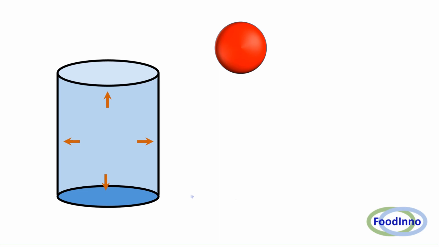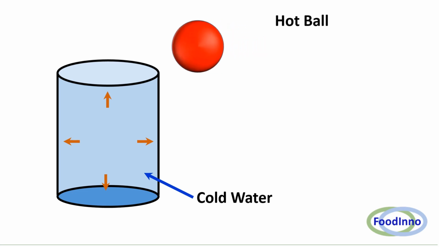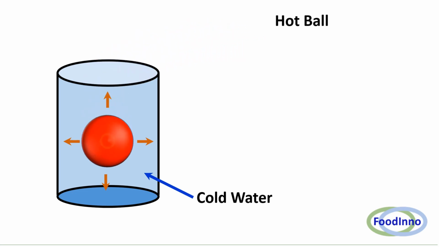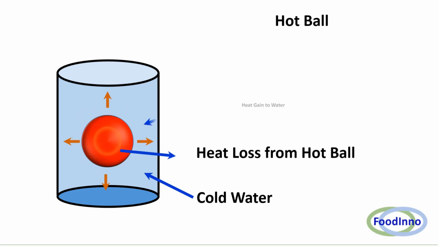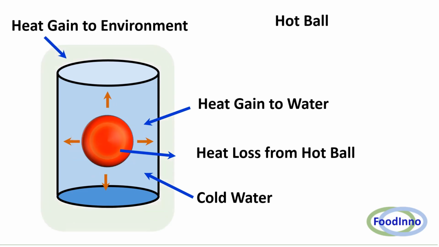Consider cold water in a beaker and hot ball is transferred into the cold water. In this case, heat is lost from the hot ball and heat is gained by the cold water. In addition, some of the heat is also gained by the beaker and the environment. This is the main principle of the method of mixture. I am going to explain more details in the following slides.